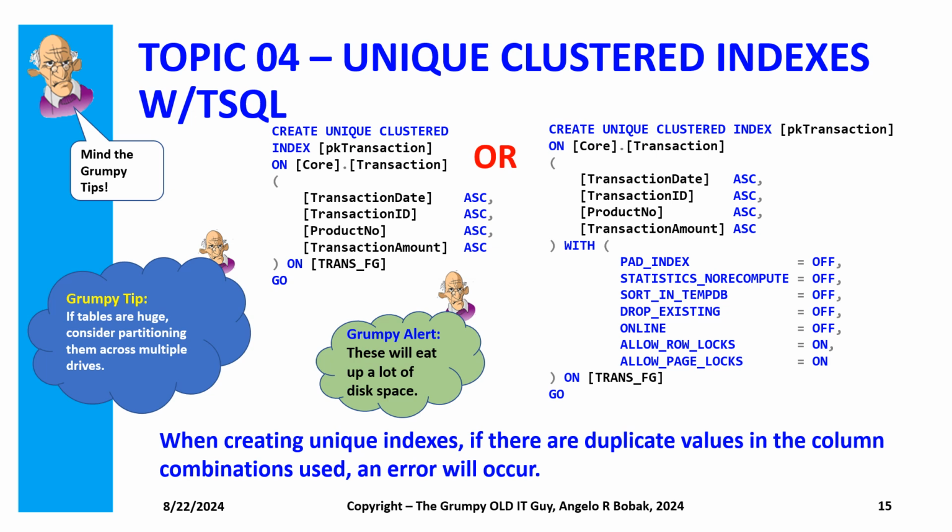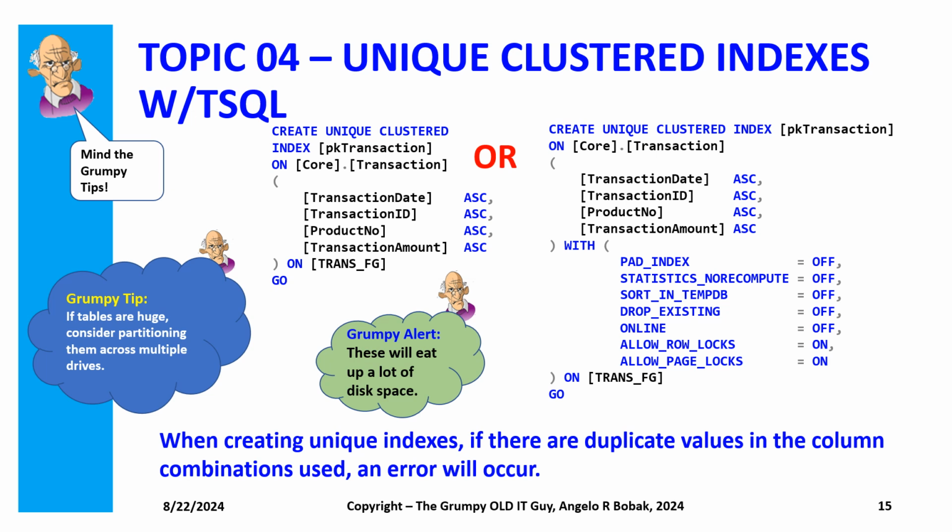On core transaction specifies the table core transaction on which the index is being created. Transaction date ASC, transaction ID ASC, product no ASC, transaction amount ASC specifies the columns included in the index and their sorting order. In this case, the index will be sorted in ascending order based on transaction date, transaction ID, product no, and transaction amount. With clause, this clause specifies additional options for the index creation. Here are the options specified in this command.